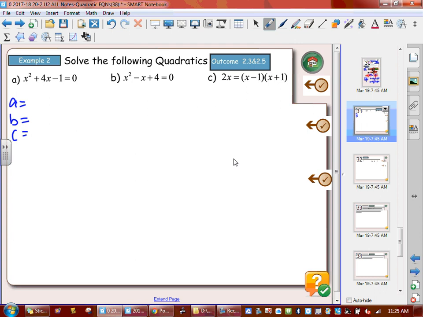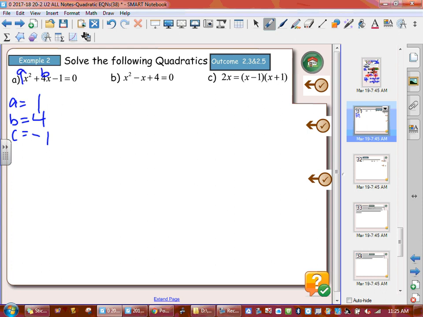Jeremy, where do I find A? You're exactly right. The guy in front of X squared, so he's a 1. Okay, who's the B value? Philip, who's the B? 4. Good. Positive 4. Who's the C value? Brody. Yep, C value. So we have the A value, the B value, the C value.